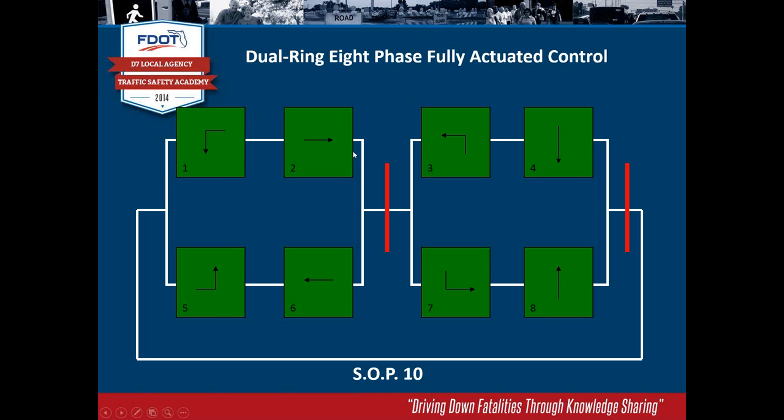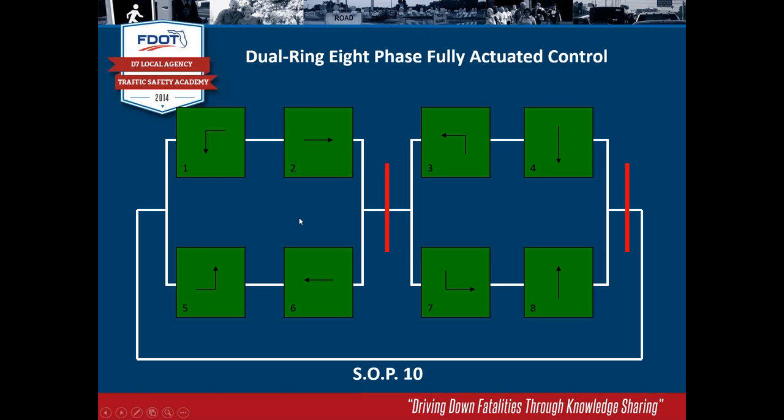This is called ring 1 across the top. Phases 1, 2, 3, and 4, that's ring 1. And the bottom 5, 6, 7, and 8, that's ring 2. Those phases make up ring 2 in the typical dual ring 8-phase fully actuated control. So again, on the bottom is ring 2, on the top is ring 1. And these red things drawn in here are what's called the barrier. And the way that the dual ring controller is set up, anything on the top can operate at the same time as anything on the bottom as long as you stay on the same side of the barrier.